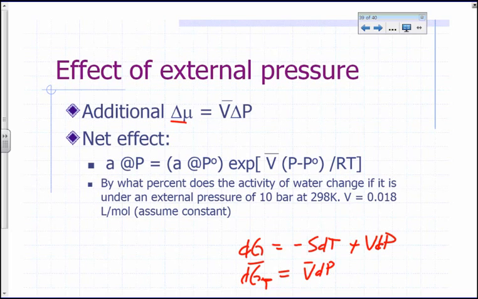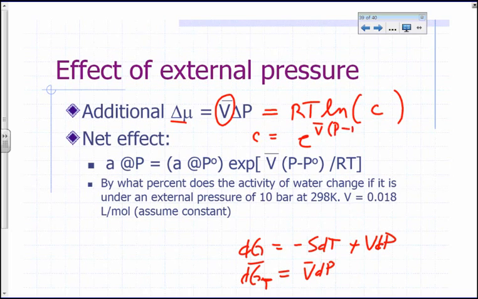And so you need the partial molar volume right here, and that should be pretty close to the molar volume of the pure component. So this extra term in your chemical potential, let's call that RT natural log of an additional factor C that we have to multiply our activity with, okay? So you can see that additional factor C will just be equal to e to the V bar delta P over RT. Okay, so delta P is P minus P naught.